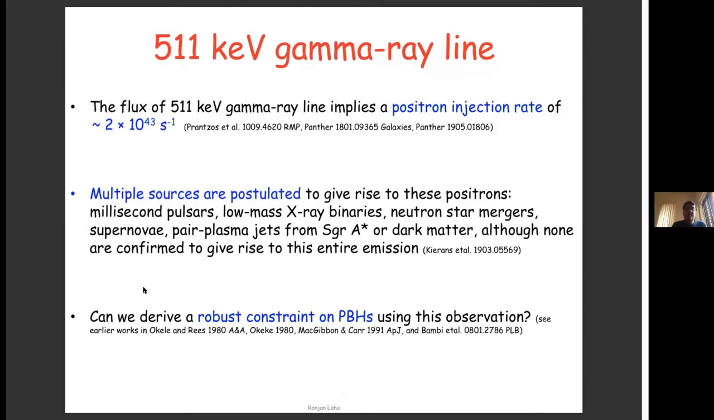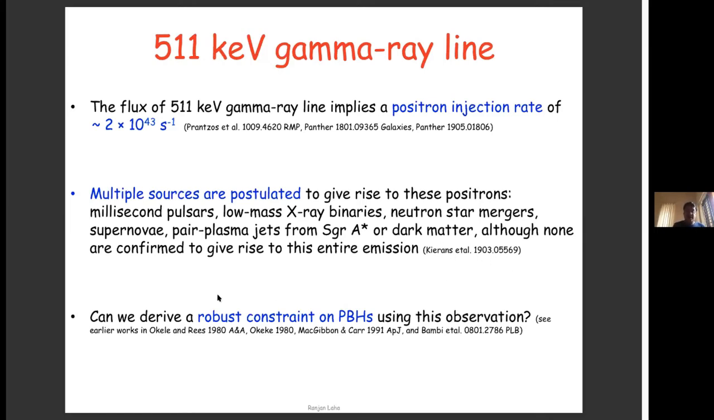As I said, from these flux measurements, we know that in the bulge, the positron injection rate is 2 times 10^43 per second. This is known very precisely. Although we do not know what is producing it, there are multiple models in the literature. It can come from millisecond pulsars, low mass X-ray binaries, neutron star mergers, supernovae, stars, maybe even dark matter. But none of them have been confirmed to give rise to the entire emission in the bulge and in the disk. It's an ongoing mystery, and there are even proposed telescopes to solve it.